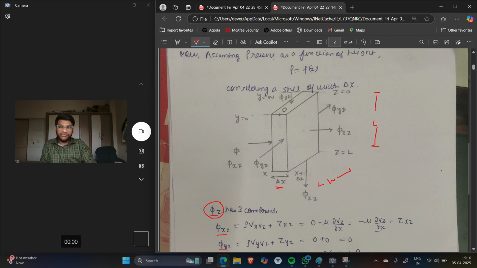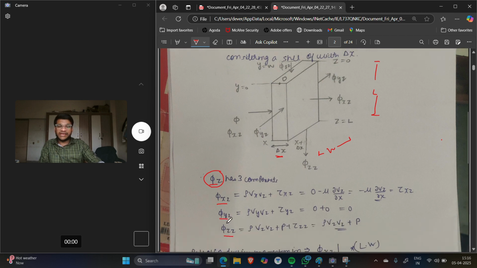In momentum balance, what we write is rate of momentum. And phi is what? Momentum flux. So how can I get rate? My rate will be equal to what? Flux times area. And which area? The area perpendicular to the direction of flow.